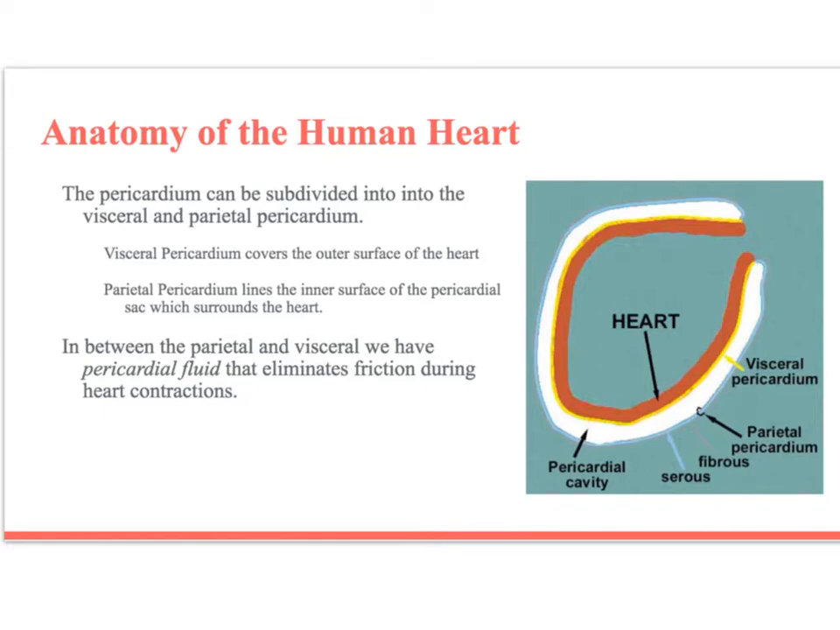In addition to that, we also have some pericardial fluid, and this fluid basically eliminates friction during the heart contractions. It's going to be between the parietal and the visceral locations. I don't really have it labeled on this image, but the main thing you need to know is that there's fluid there, and as the heart contracts and expands, that fluid is going to help. Very similar to cerebrospinal fluid, which is between the brain and the spinal cord.